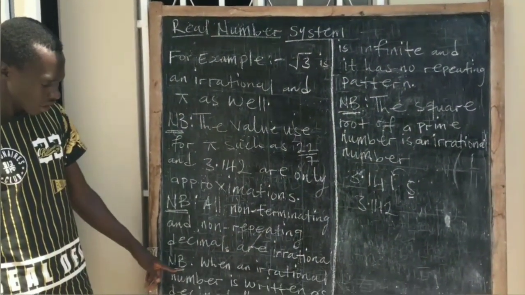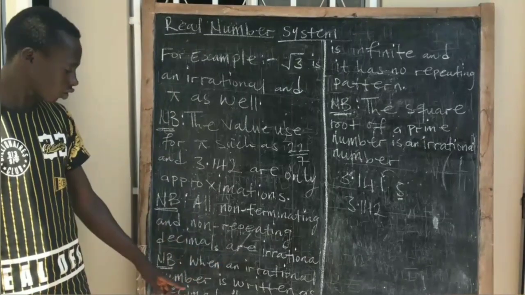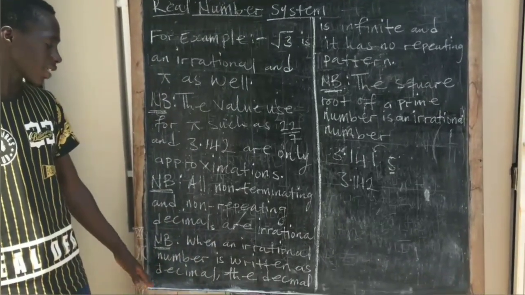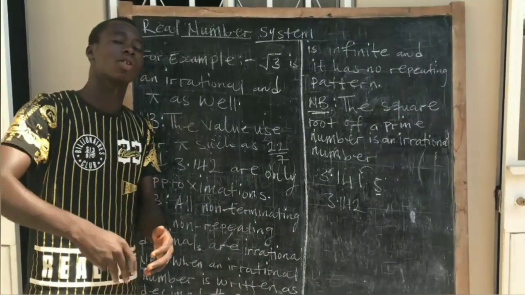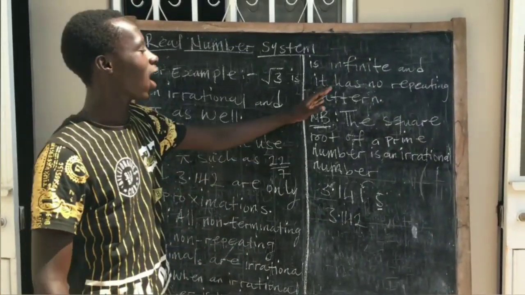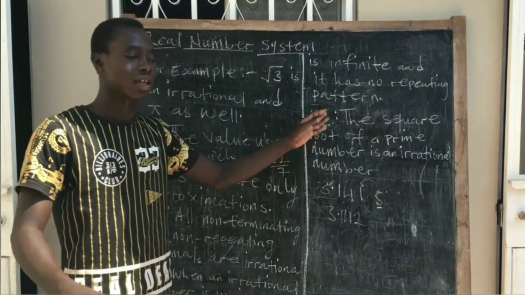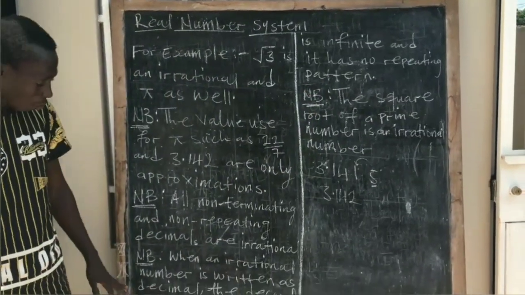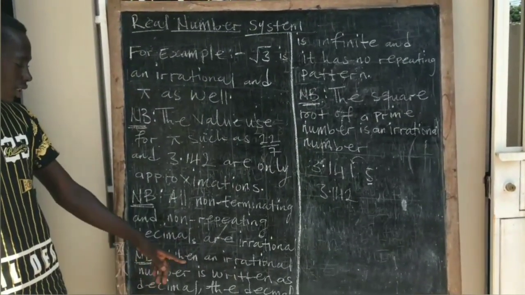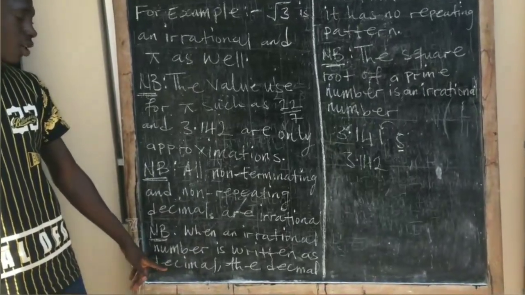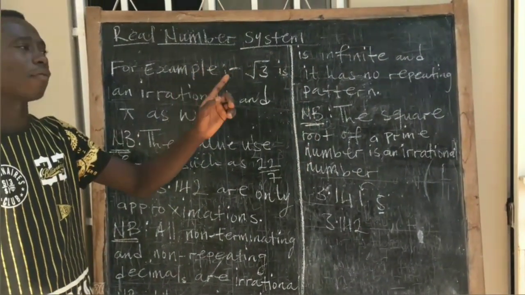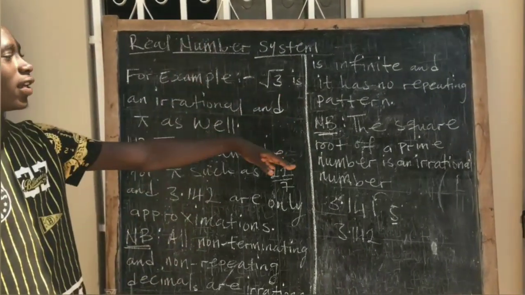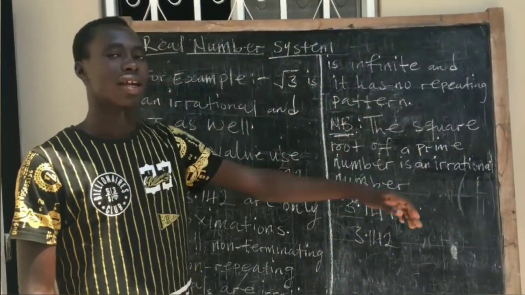Note, when an irrational number is written as a decimal, the decimal is infinite, meaning it continues, it goes on forever. It has no repeating pattern. When an irrational number is written as a decimal, the decimal is infinite. But a rational number is not infinite. But an irrational number is infinite. It has no repeating pattern.